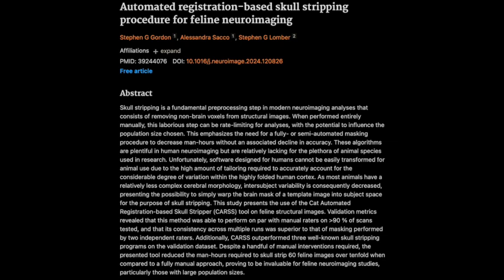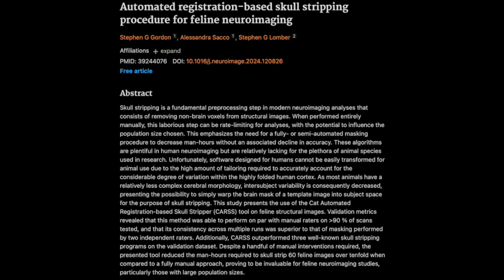I'm intrigued. What kind of impact do you think CARS could have on the field of feline neuroimaging as a whole? Well, imagine a world where we can study feline neurological disorders with the same level of detail and precision that we currently reserve for human patients. That's a pretty amazing thought. We could finally start to unravel some of the mysteries surrounding those complex feline brains.